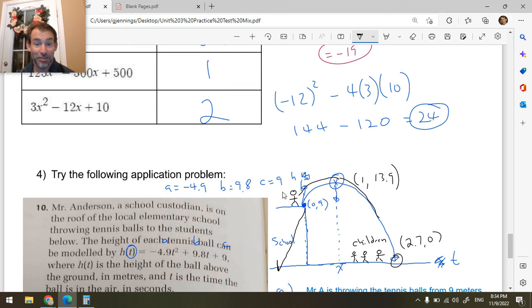It said label key features. Seems to me like Mr. A and the children are key features, so I labeled them.